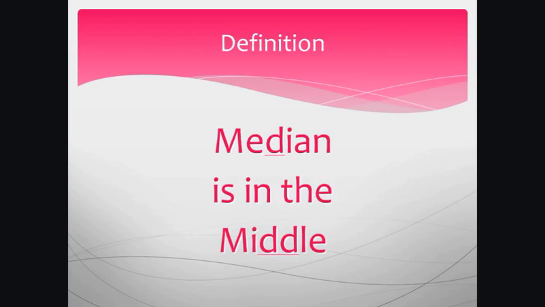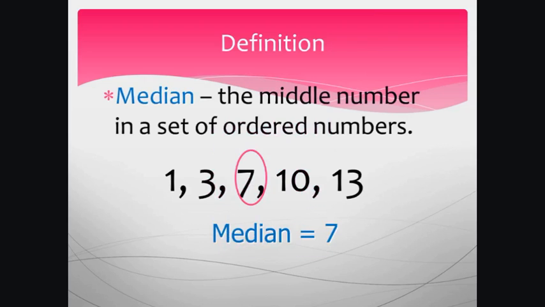Next, we're going to talk about median. And median is in the middle. It's the middle number. It's a number that is in the set of an ordered number. So the numbers have to be in order from least to greatest. And it's the number that's in the middle.